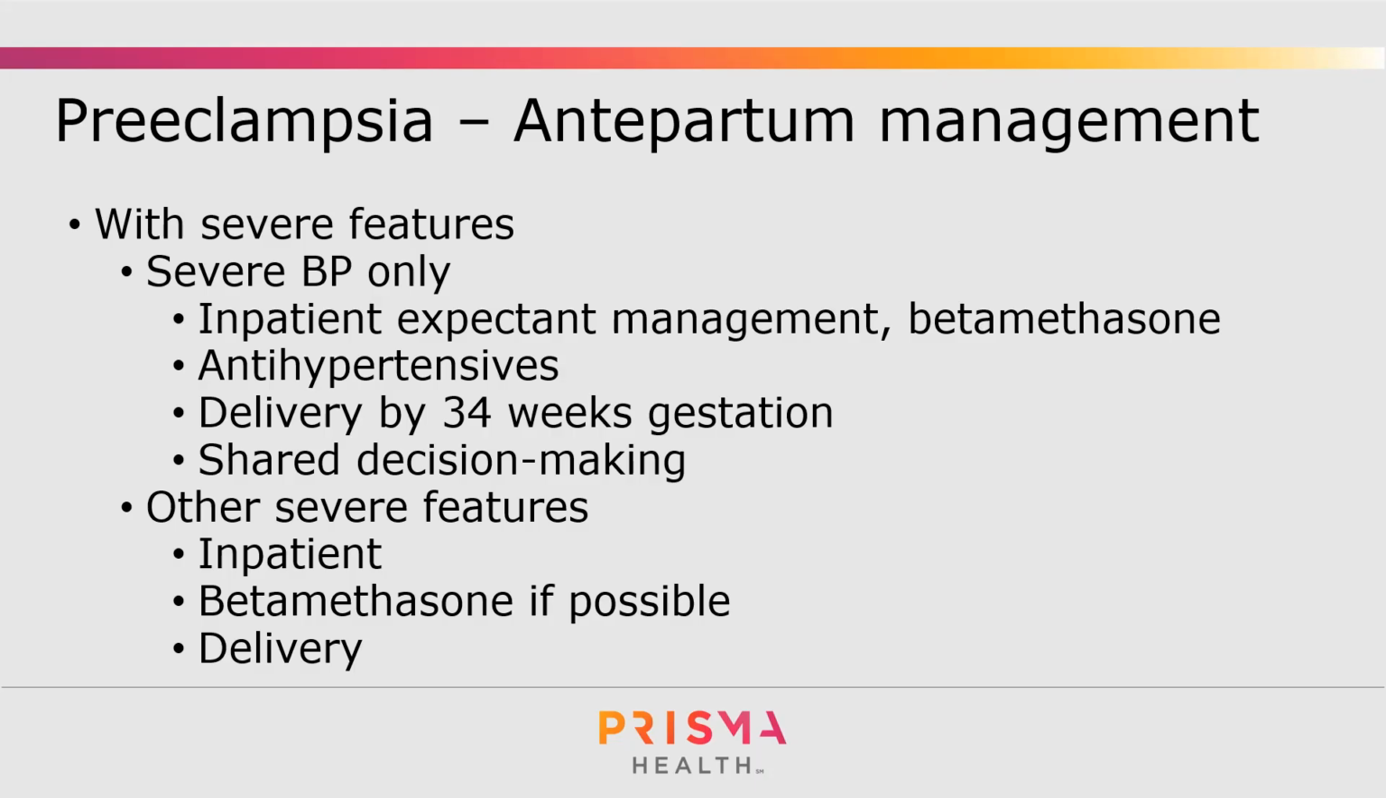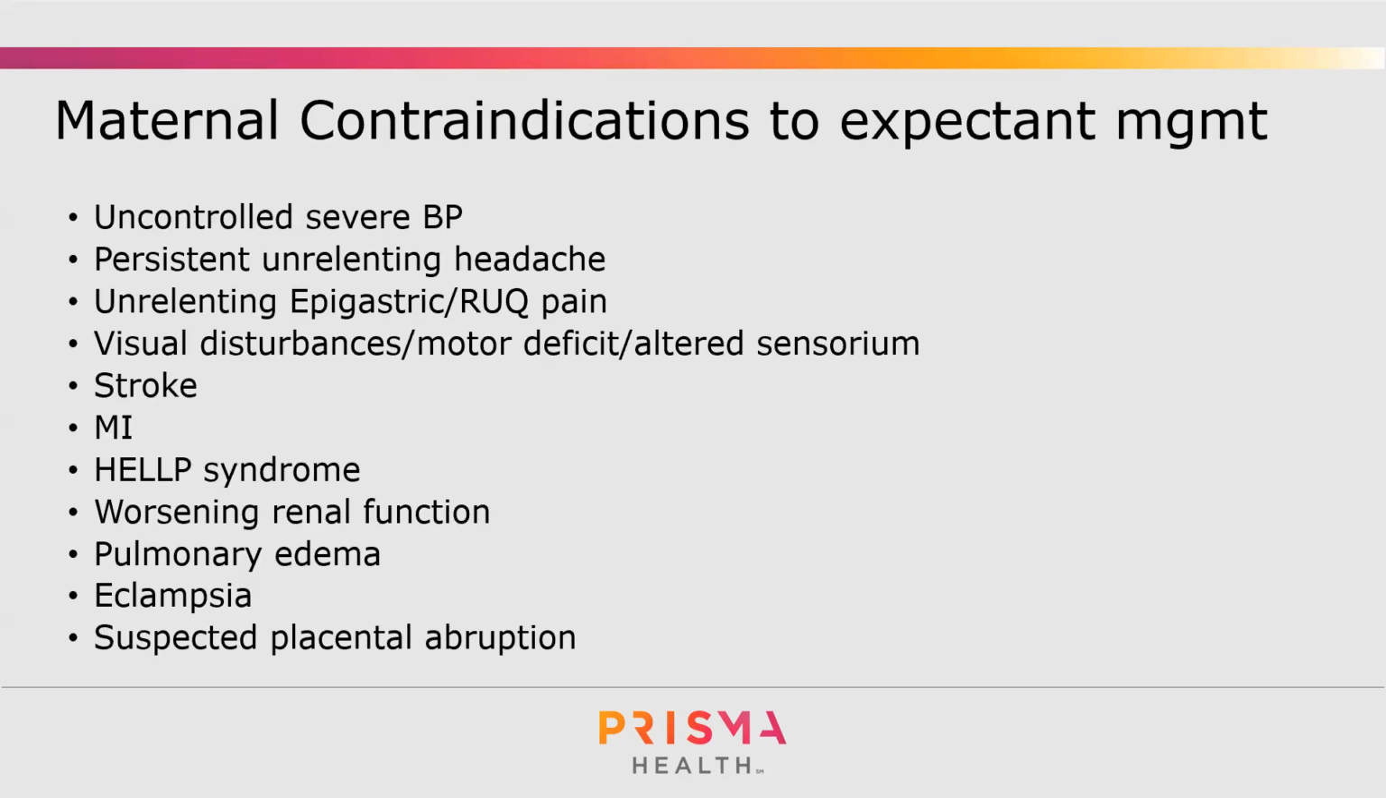If a patient has any other severe features, again, inpatient, you give them betamethasone. If possible, you complete a course of betamethasone, but sometimes you can't, and then you deliver the baby, and it doesn't matter what the gestational age is. So there are contraindications to expectant management. Contraindications from the mom standpoint, like I just mentioned, if their blood pressure is uncontrolled, even with antihypertensives, you just have to deliver the baby. That's all there is to it.